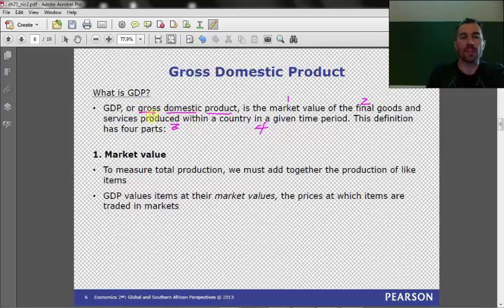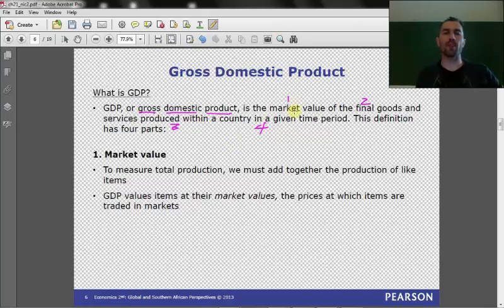First of all, gross, basically everything. So final goods and services. Gross, we're talking about all the stuff produced. Product, stuff produced. Domestic, within our borders. Domestic versus international. International would be the opposite of domestic. Domestic means everything inside South Africa. So gross domestic product, everything produced in the economy.